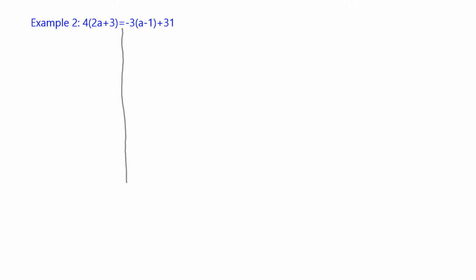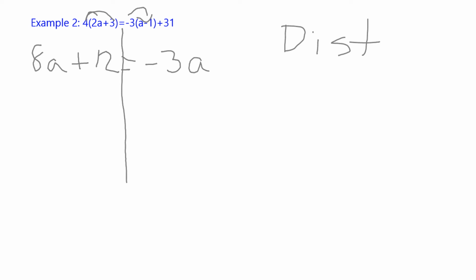Example number 2 is 4 times the quantity of 2a plus 3 equaling negative 3 times the quantity of a minus 1 plus 31. The first step I need to do is the distributive property. I need to do this to both sides as there's 2 distributions. So I'm going to go ahead and just come over here and write distributive. And then I'm going to multiply 4 times 2a, which gives me 8a, and 4 times 3, which gives me a positive 12. And that equals negative 3 times a, which is a negative 3a, and negative 3 times negative 1, which is a positive 3, and I'm going to bring down my positive 31.